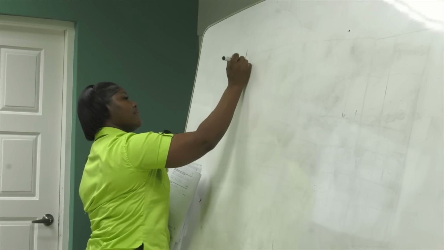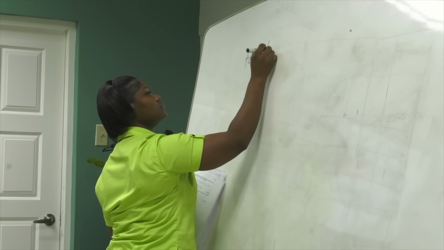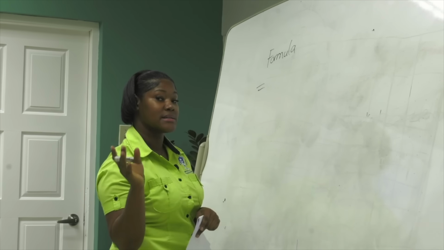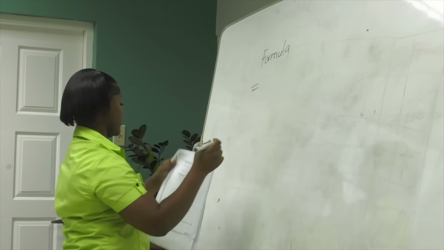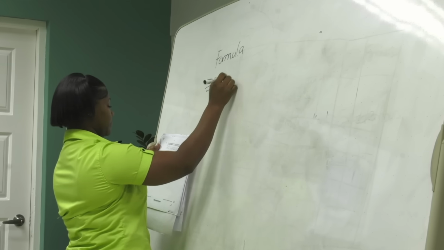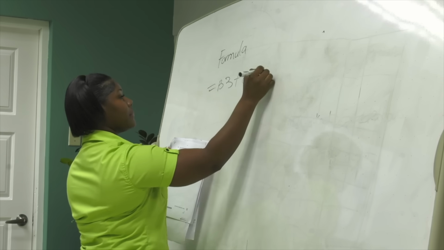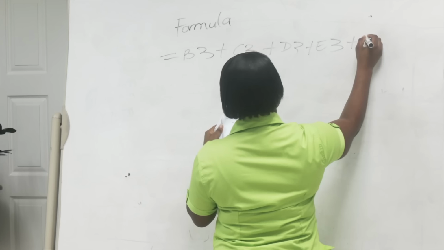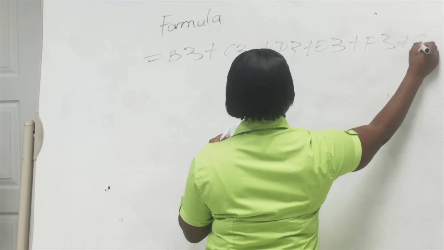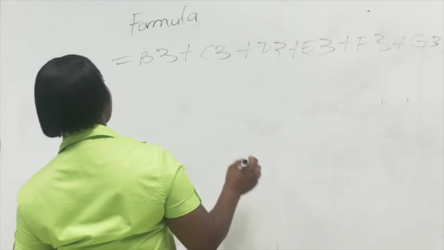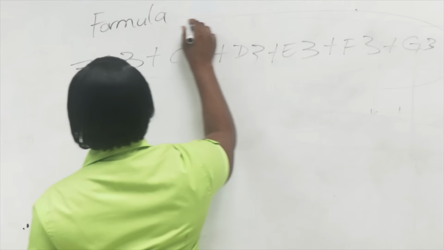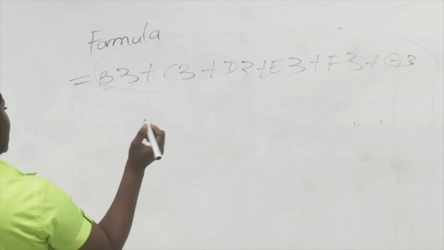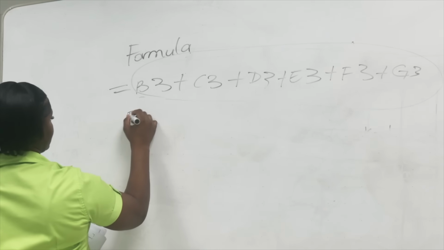So our formula would have been equal, and remember, every function or formula starts with an equal sign, right? So =B3+C3+D3+E3+F3+G3. So we're basically finding the sum of all the cells going across for the Blue C, right? And if we were writing the function, this would have been our function.